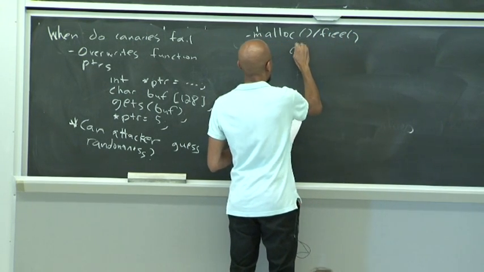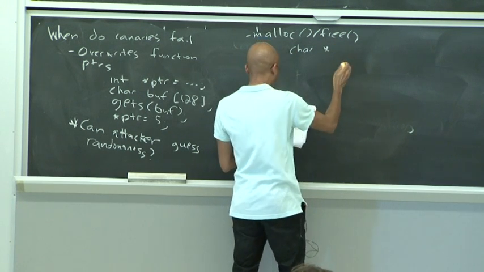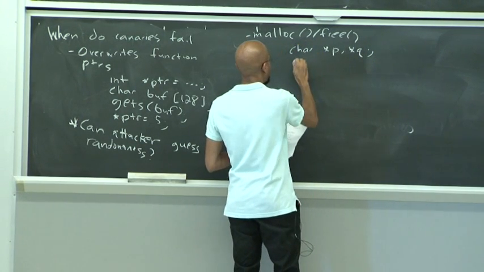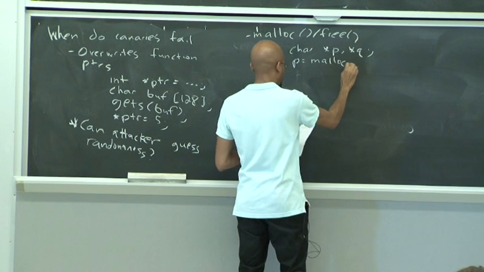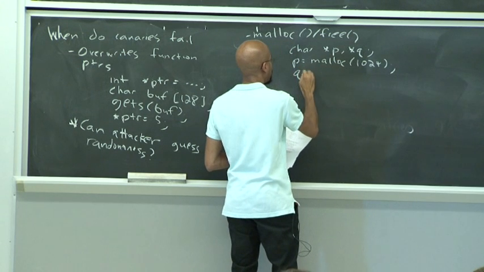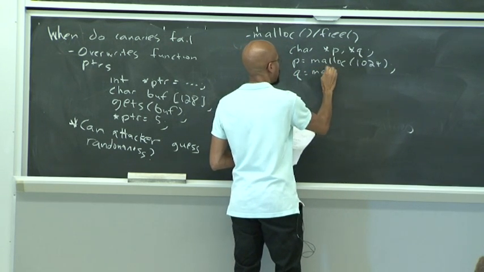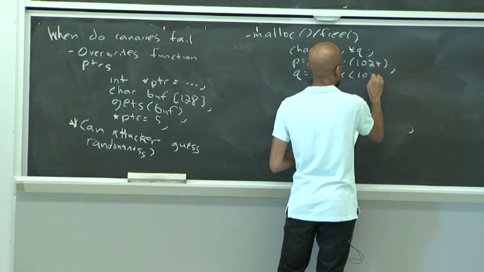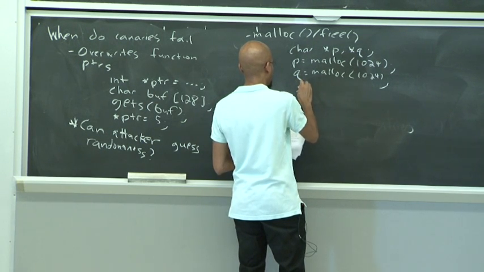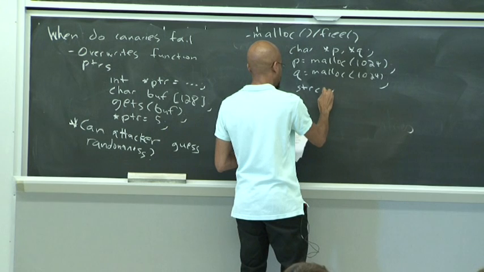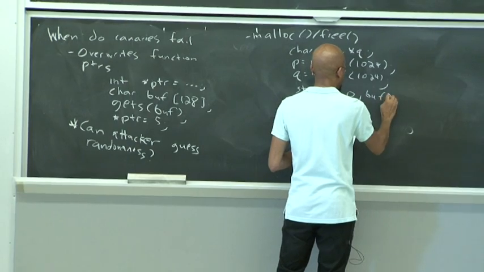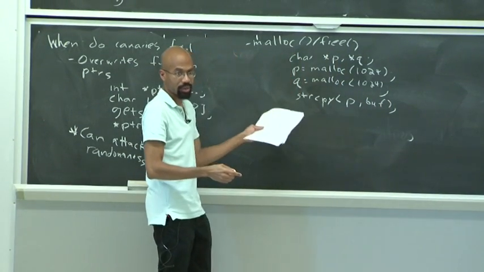Imagine that you have two pointers here, P and Q. And then imagine that we issue mallocs for both of these. We give P 1024 bytes of memory. We also give Q 1024 bytes of memory. And then let's say that we do a strcpy on P from some buffer that's controlled by the attacker. Okay, so here's where the overflow happens.